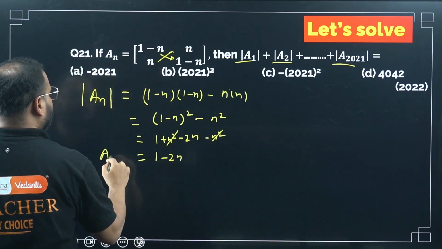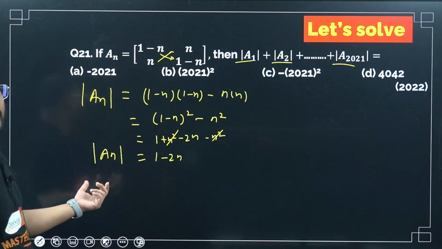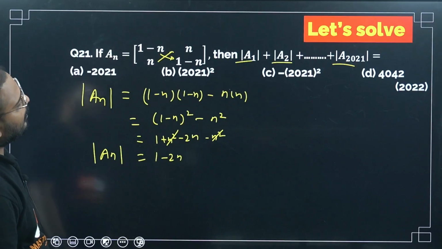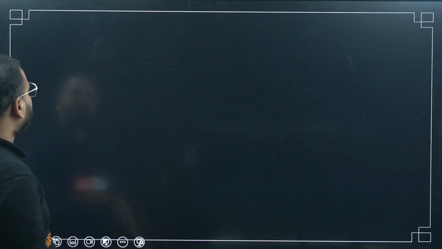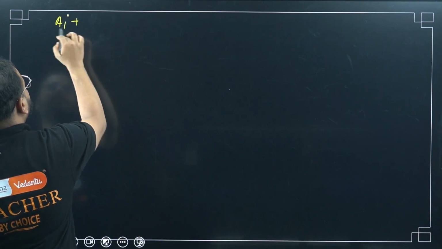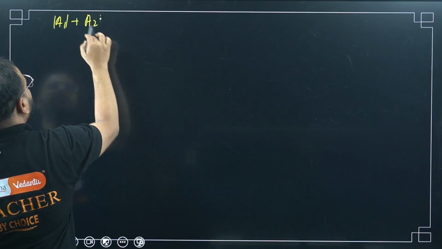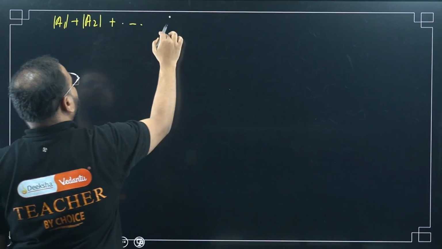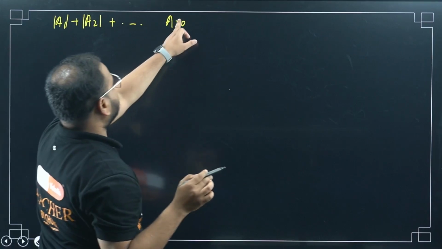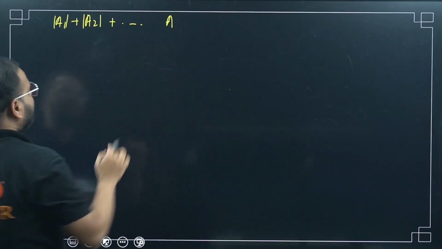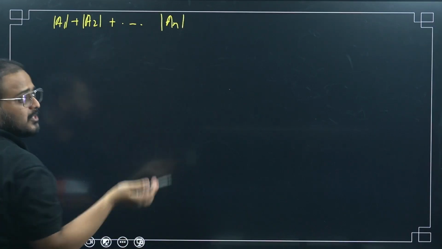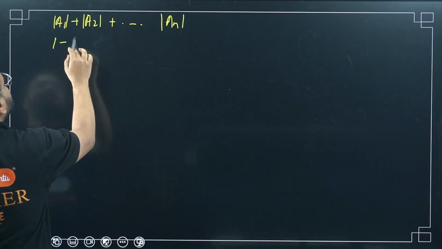This is for what? Determinant of A n. Okay, chaliye. Let me write it over here. Now I will do it for A1. For A1, what will I have, bachcha, tell me? A1 determinant plus A2 determinant plus dot dot dot A20 determinant. So let me write that later. I'm going to write it simply as A n determinant, okay, no problem. What is the A n value? 1 minus 2n. So for this it will become 1 minus 2 times 1.